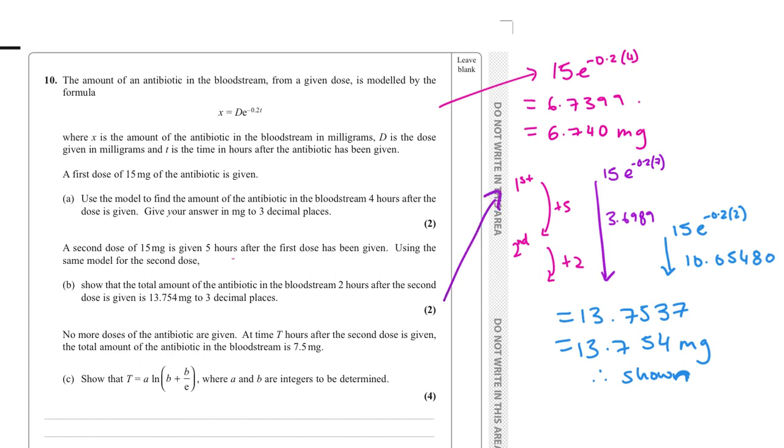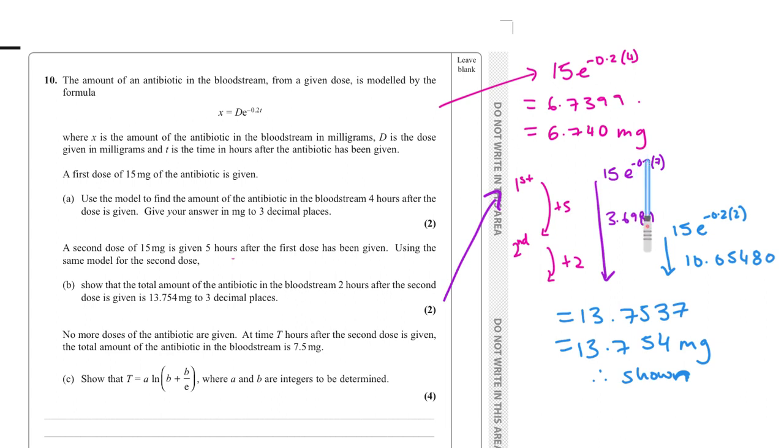Okay, and then part C, 4 marks. Right, the next question says, no more doses of the antibiotic are given. At time t hours after the second dose is given, the total amount of the antibiotic in the bloodstream is 7.5. Show that t equals this. Okay, so what they're saying is very similar to what we've just done. However, we've got t hours.